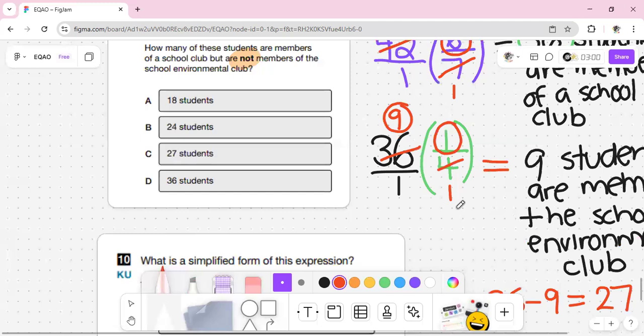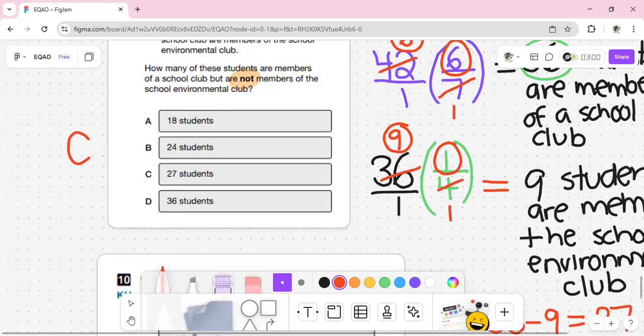So the answer is C. 27 students are not members of the school environmental club. So a little bit of logic with that particular question.